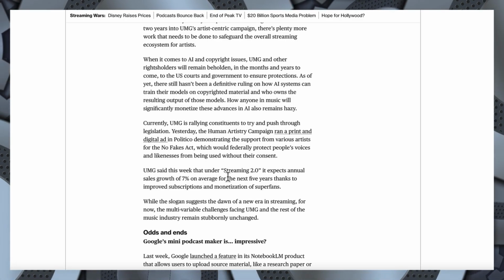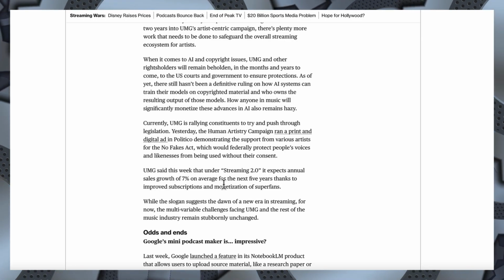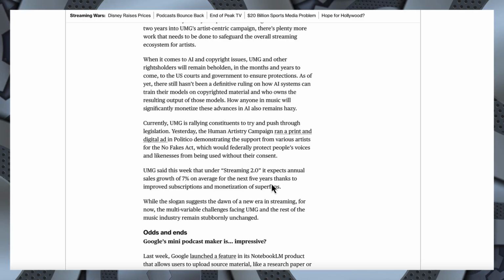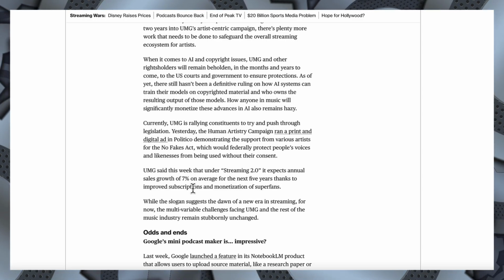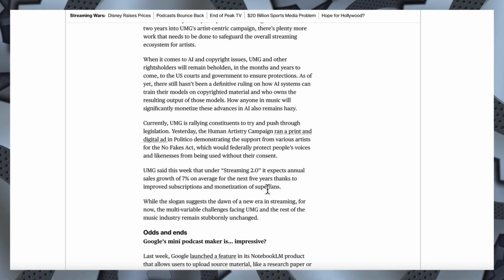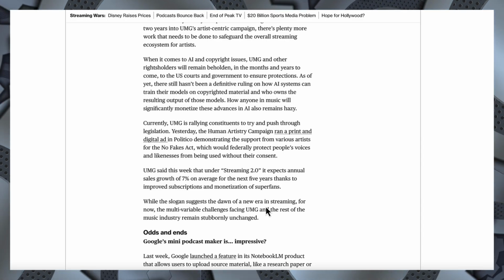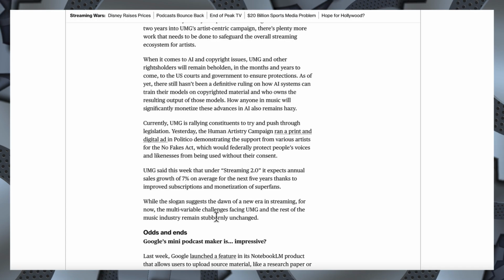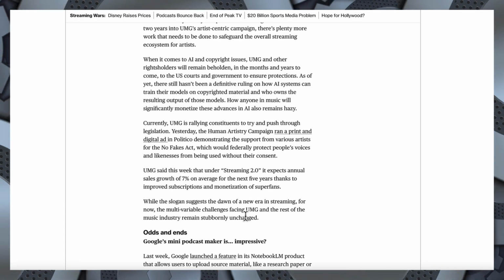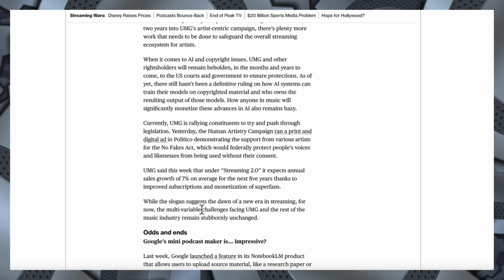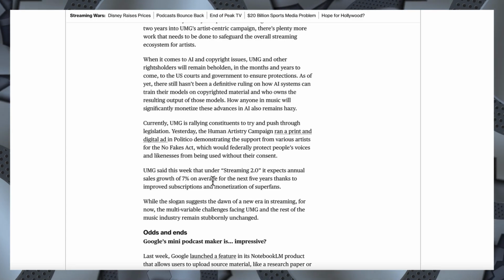UMG said this week that under Streaming 2.0, it expects annual sales growth of 7% on average for the next 5 years, thanks to improved subscriptions and monetization of superfans. While the slogan suggests the dawn of a new era in streaming, for now, the multi-variable challenges facing UMG and the rest of the music industry remain stubbornly unchanged.